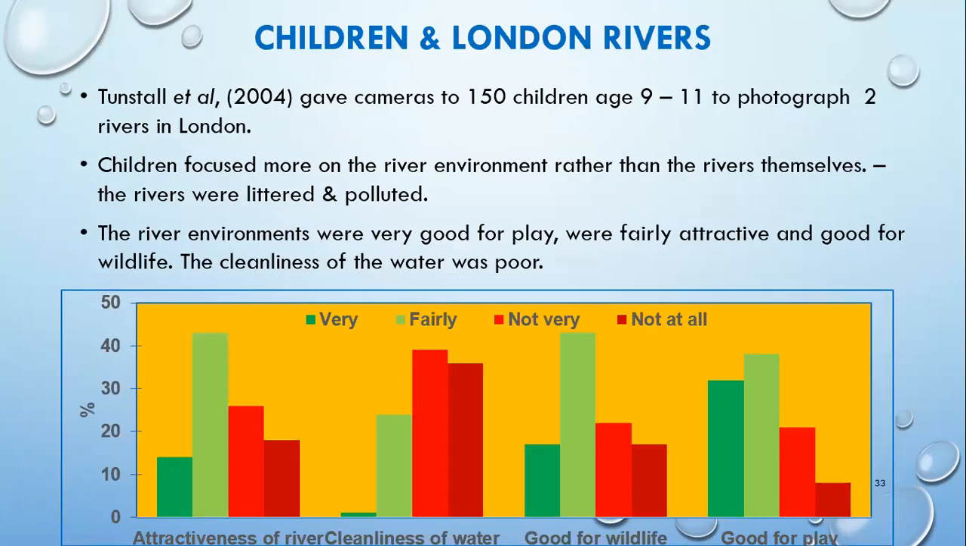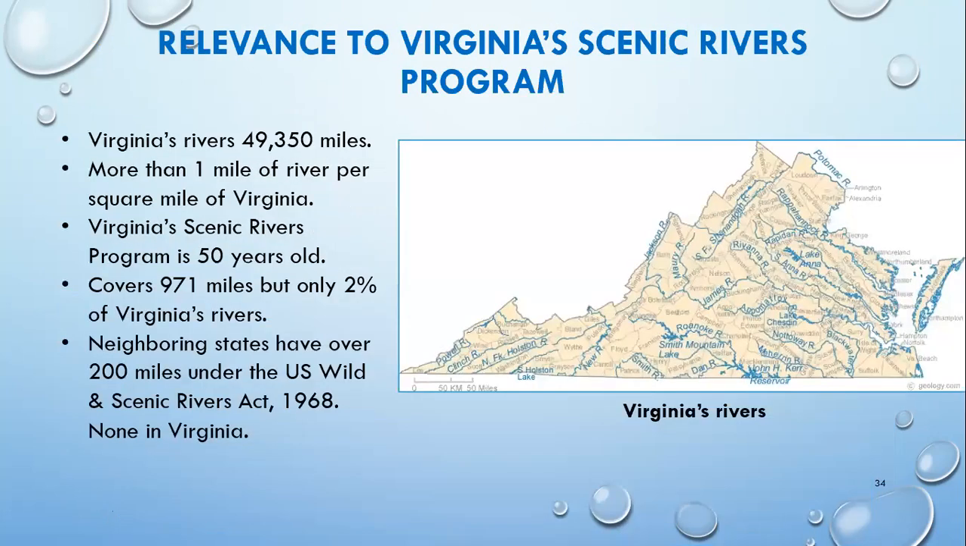In London, cameras were given to 150 children to photograph 2 rivers. These rivers were fairly polluted and not particularly attractive, and the children actually photographed and focused more on the river environment. And they found the river environment was very good for play, fairly attractive and good for wildlife, compared with the water itself, the river itself.